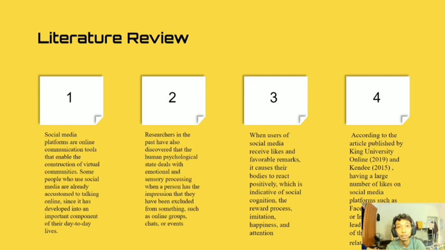Second, researchers in the past have also discovered that the human psychological state deals with emotional and sensory processing when a person has the impression that they have been excluded from something such as online groups, chats, or events. Number 3, when users of social media receive likes and favorable remarks, it causes their bodies to react positively, which is indicative of social cognition, the reward process, imitation, happiness, and attention.